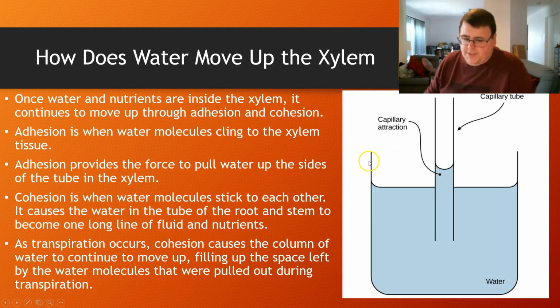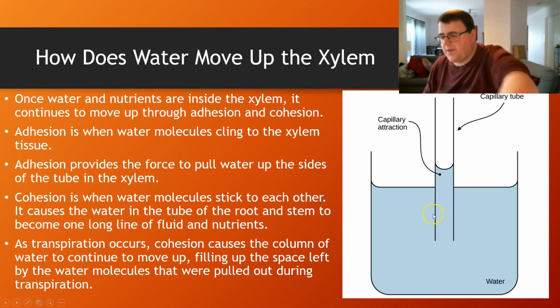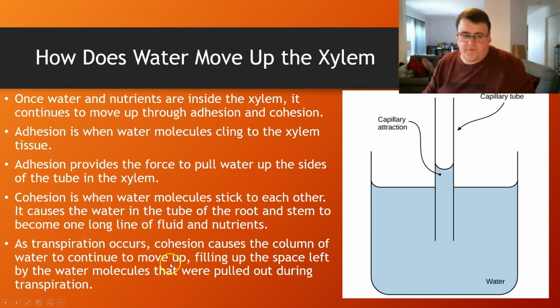Cohesion is when water molecules stick to each other, and it causes water in the tube to the root and stem to become one long line of fluid nutrients. So you can see here, we've got water down here, and as it moves up this tube or capillary, the water stays in one long line. So it's stuck to the sides of the capillary, but it's also stuck to each other. So as this moves through the capillary, the water will continue to be moving.